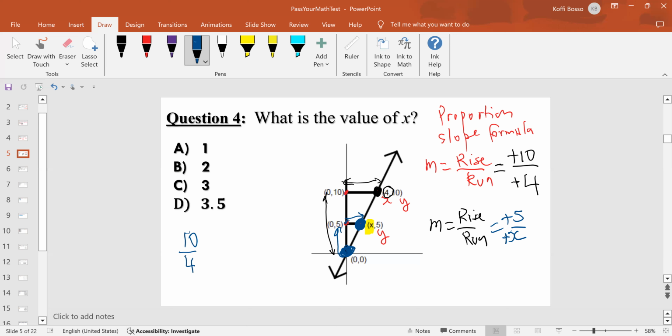Now, the slope of the same line we have as 10 over 4, you can simplify or reduce it to be 5 over 2. And the same slope is 5 over x. So this is the same as 5 over x. Therefore, x is what? x is 2. The correct choice here is B.